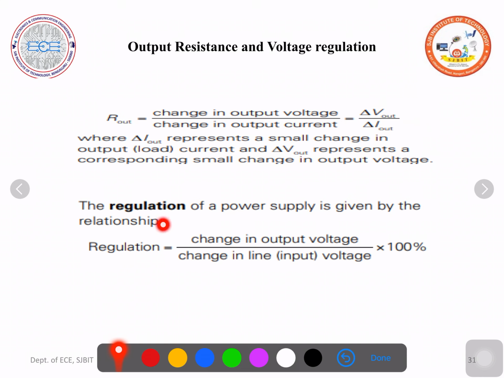Then the regulation is given by the ratio of change in the output voltage to the change in the input voltage. Usually the input voltage is also called the line voltage. Usually regulation is expressed as a percentage, so it is multiplied by 100. Actually, if there is a change in the input voltage, the output should not change at all if it is an ideal voltage regulator. There should not be any change in the output voltage if there is any change in the input voltage. So 0 by something, definitely it should be 0.